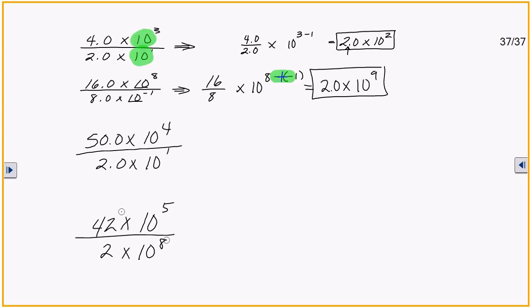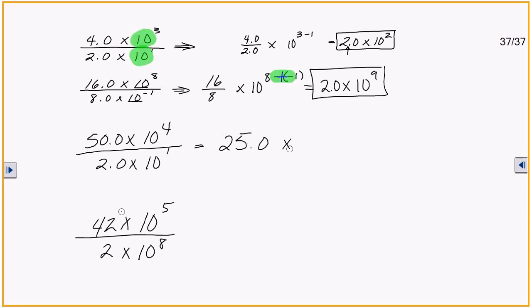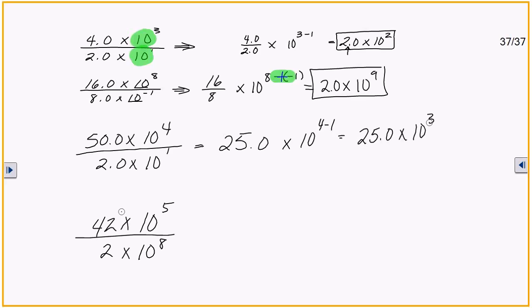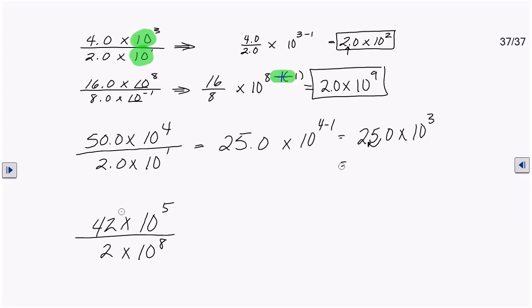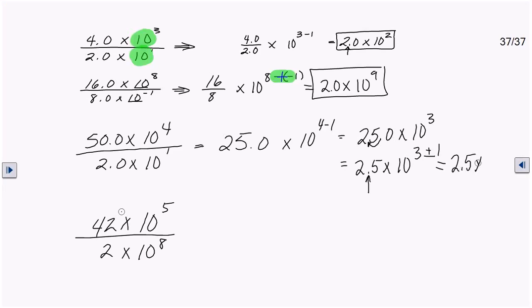All right, let's see how you did. 50 divided by 2 is going to be 25. I'm going to go ahead and write that down. And then 10 to the 4 minus 1. So that's going to be 25.0 times 10 to the 3rd. We've got to move this one place. So that's going to be 2.5 times 10 to the 3rd, blank 1. Which way do I move this in my head to get it back the way it was? To the right. So that's 2.5 times 10 to the 4th power.